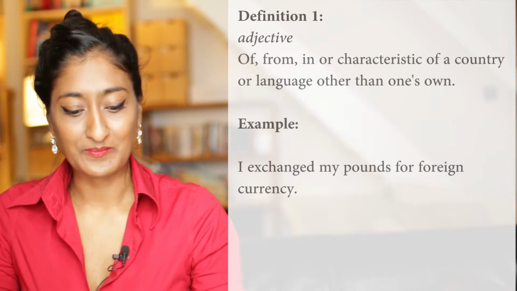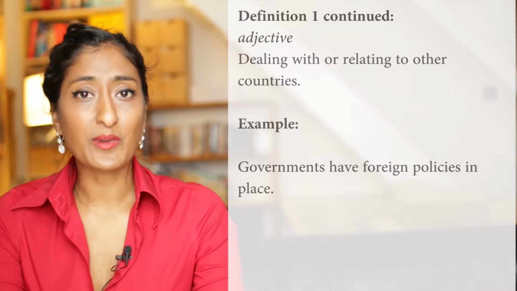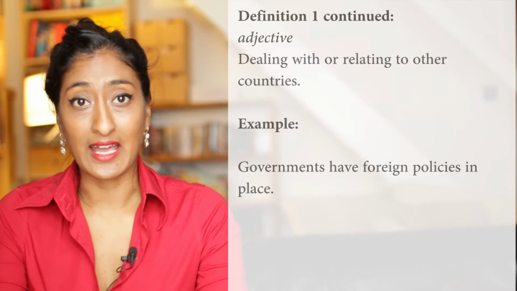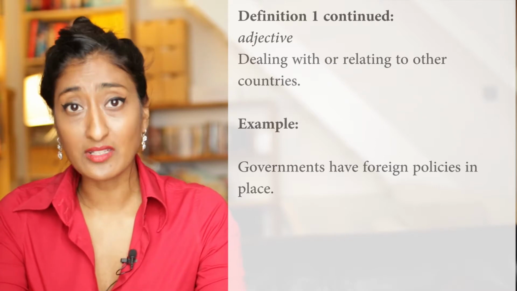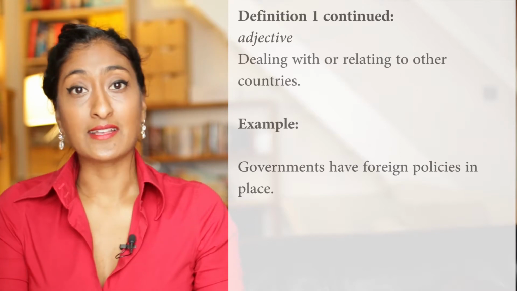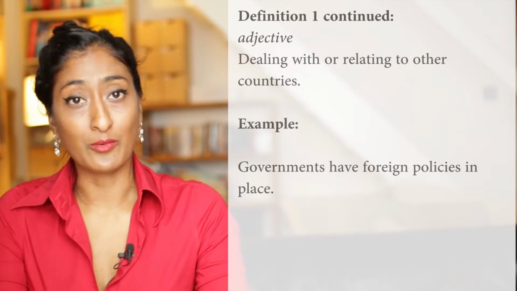Definition number 2. Dealing with or relating to other countries is another way that the word foreign can be used. For example, when the government has something called a foreign policy, which is how our country has a working relationship with other countries around the world.